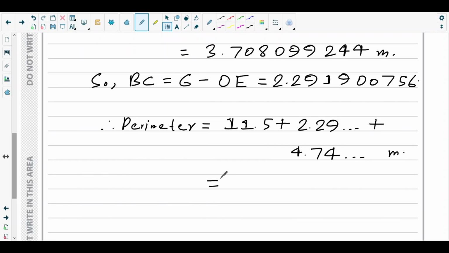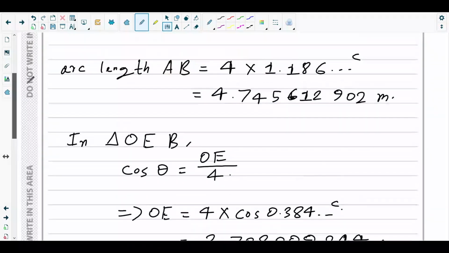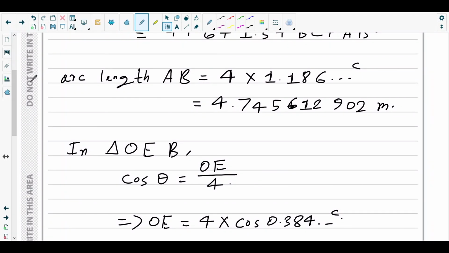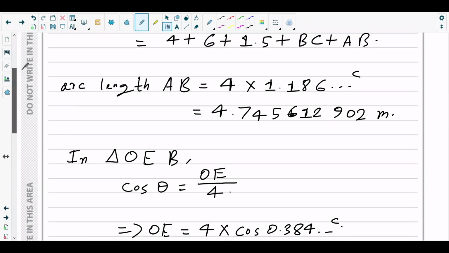So the perimeter would be 2.2919000756 plus the length of arc AB, which is 4.745612902, plus 11.5. Okay, so the total perimeter basically is 18.537.